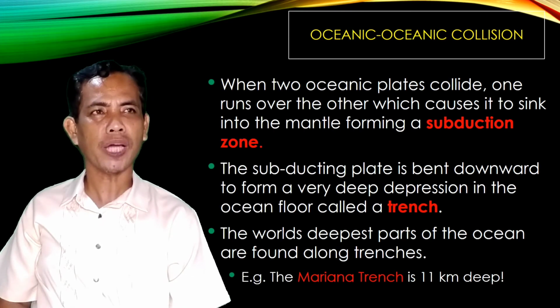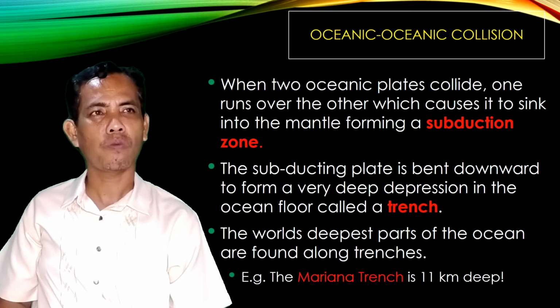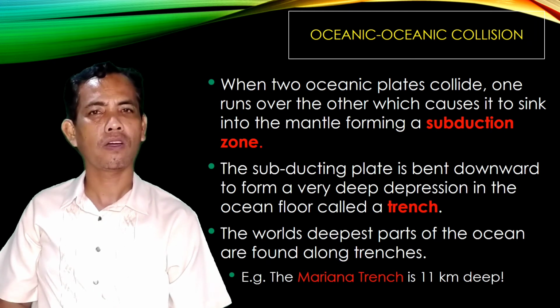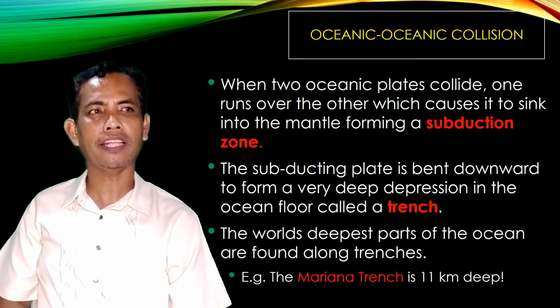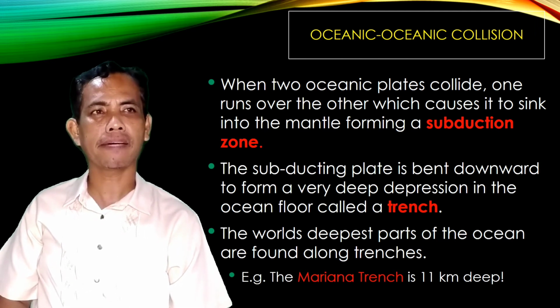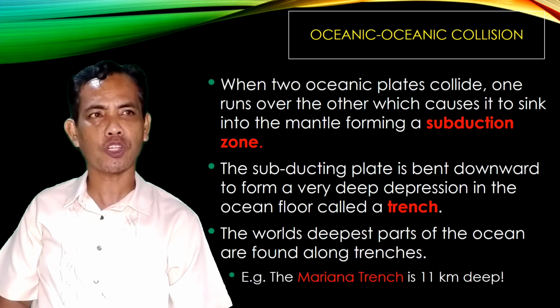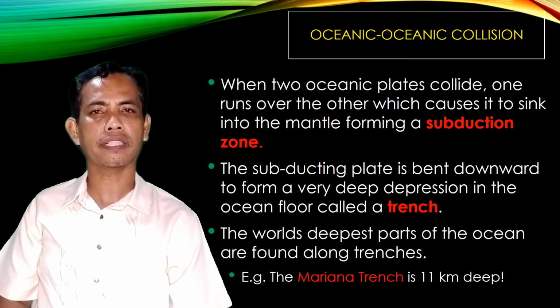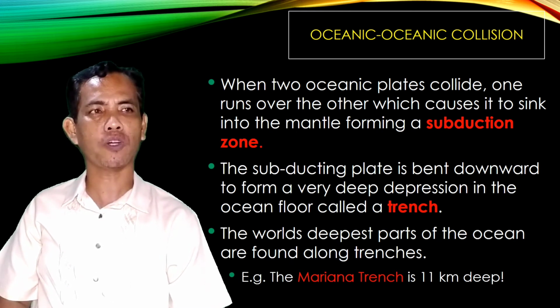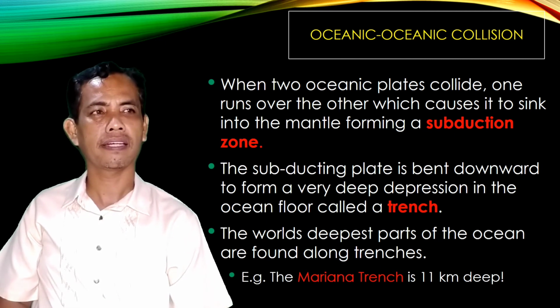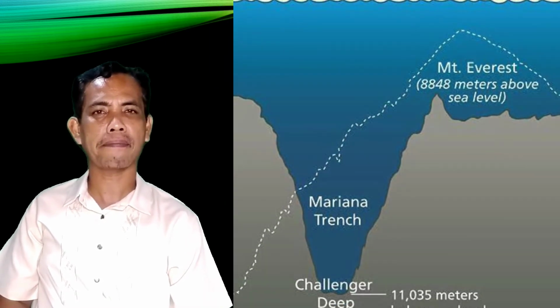Now, in oceanic plate collision, when two oceanic plates collide, one runs over the other, which causes it to sink into the mantle, forming the subduction zone. The subducting plate is bent downward to form a very deep depression in the ocean floor called the trench. The world's deepest parts of the ocean are found along trenches. For example, the Mariana Trench is 11 kilometers deep.